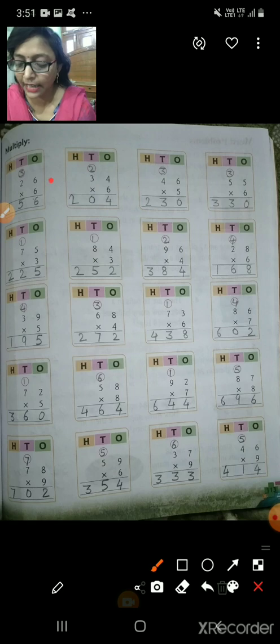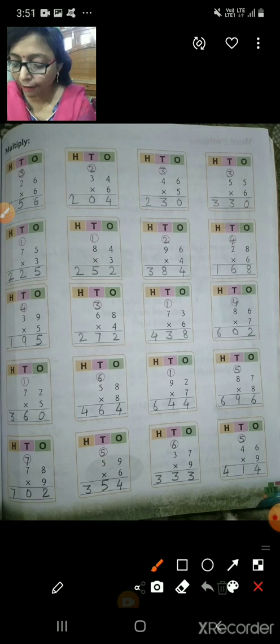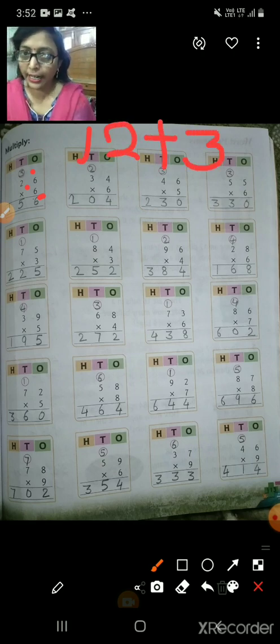So 6 sixes are 36. So 6 here we will write and 3 here will be the carrying number. So again we will start to multiply from 6 twos are 12. In 12 we will add the number 3. So 13, 14 and 15. So 15 answer will come.